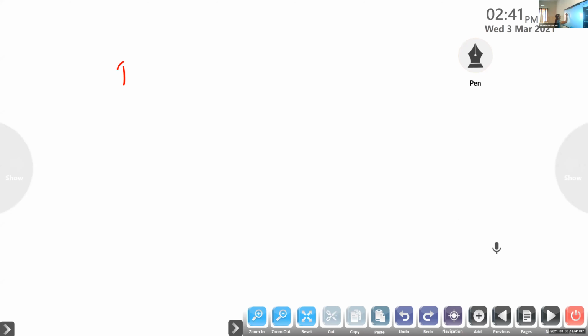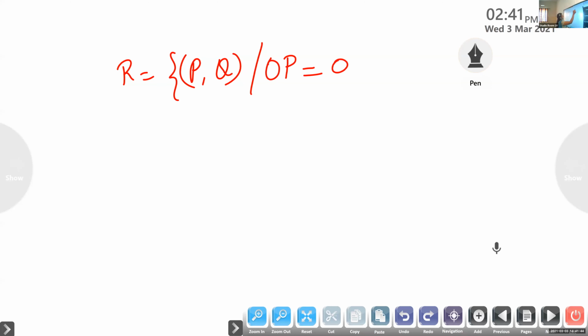Okay, so listen here. What is given? Here R is the set of all points P and Q such that the distance from the origin OP is equal to OQ. You have to prove this is an equivalence relation. Is it reflexive? Whether OP will be the same as OP? Distance OP will be the same as OP, isn't it? Therefore, it is reflexive.